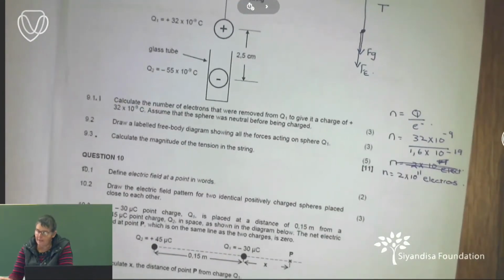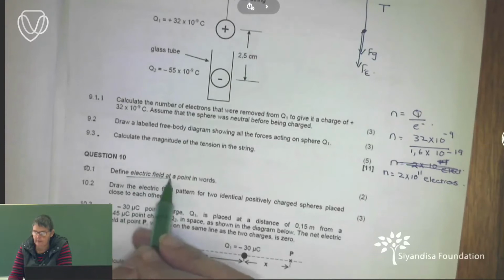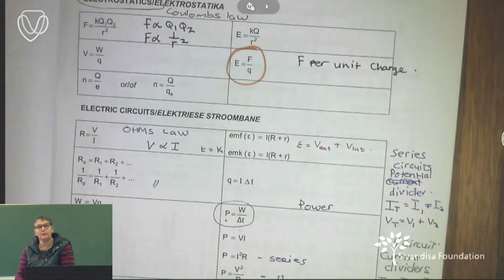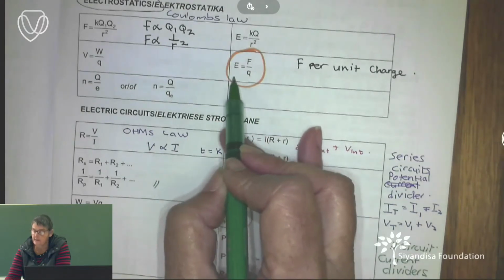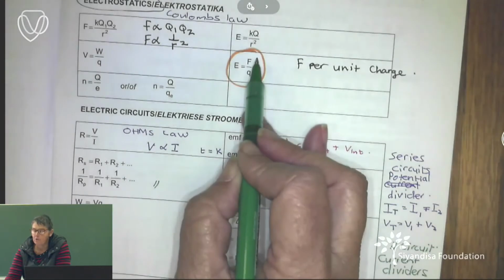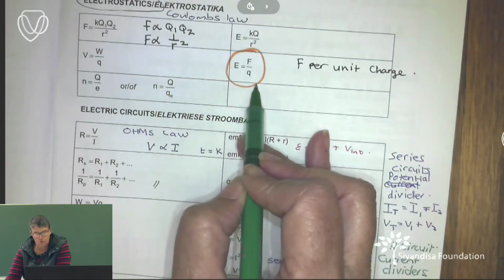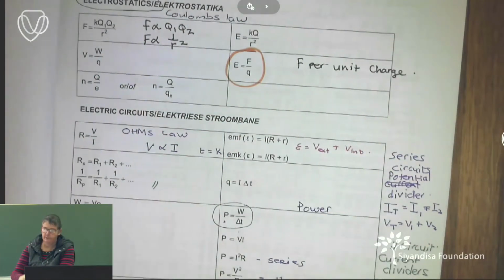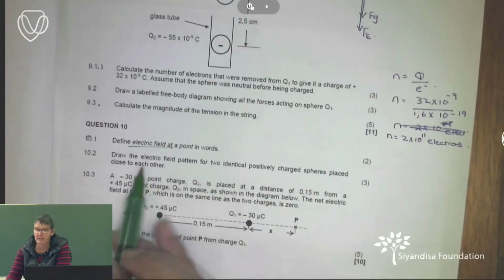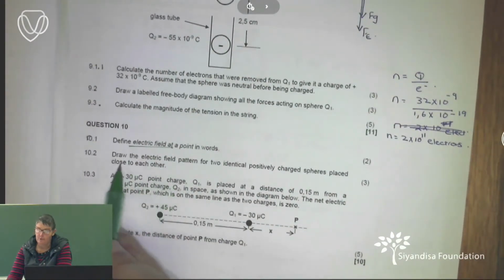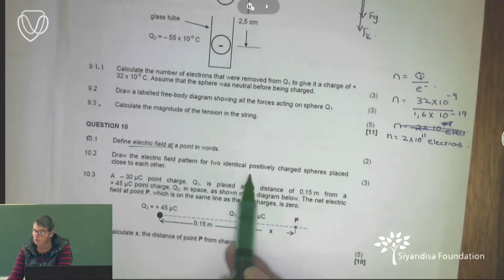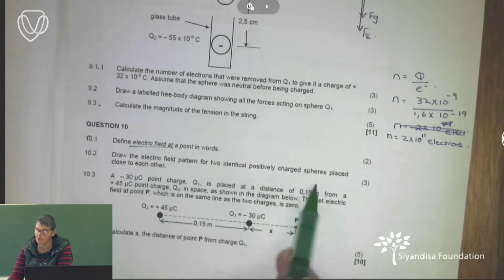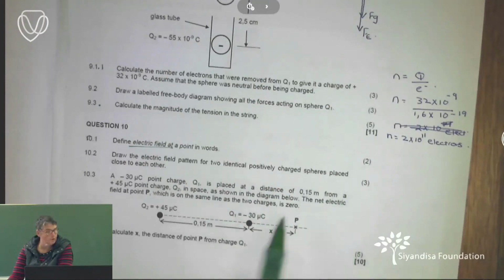Okay, so the first one is they ask us for the definition of an electric field. And once again, we can have a look at our data sheet. And our data sheet tells us that an electric field is the force experienced per unit charge. Okay, so we've got that definition. And now, one of the questions that I'm sure you're going to get, maybe not one like this, but you definitely will get one of them, says, draw the electric field pattern for 2 identical positively charged spheres placed close to one another.